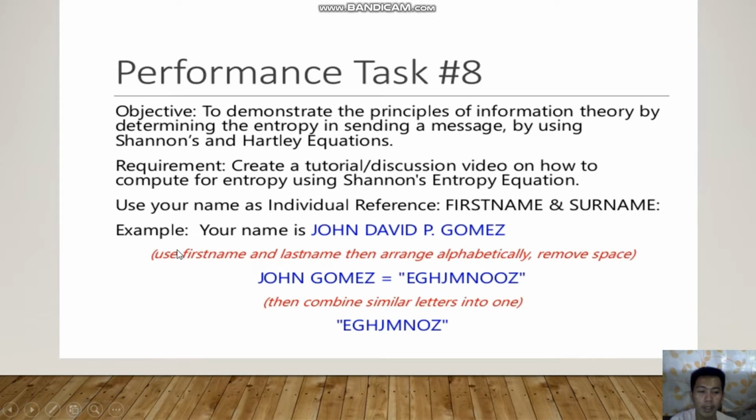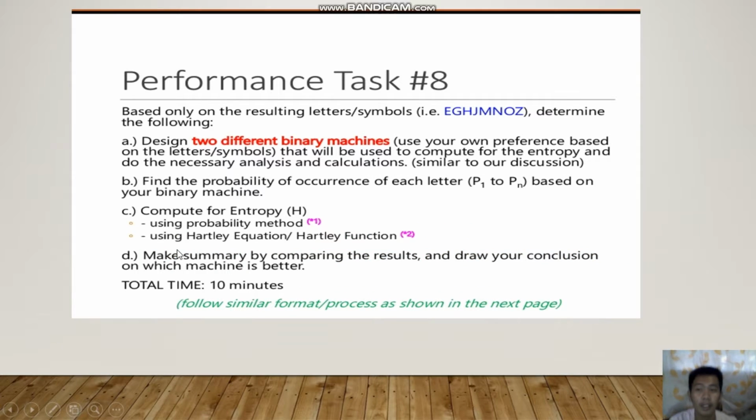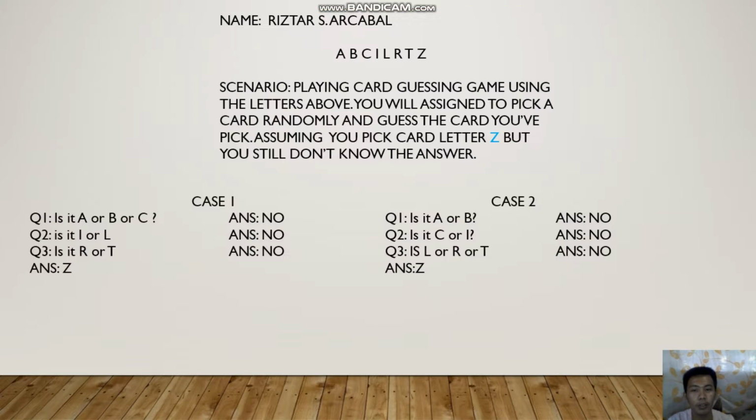So we have here our example. Next, based only on the resulting letters or symbols, determine the following. We have here A, B, and C, and make a summary by comparing the results and draw your conclusion on which machine is better. From the given example above, we have here our full name, combined, and arranged alphabetically.